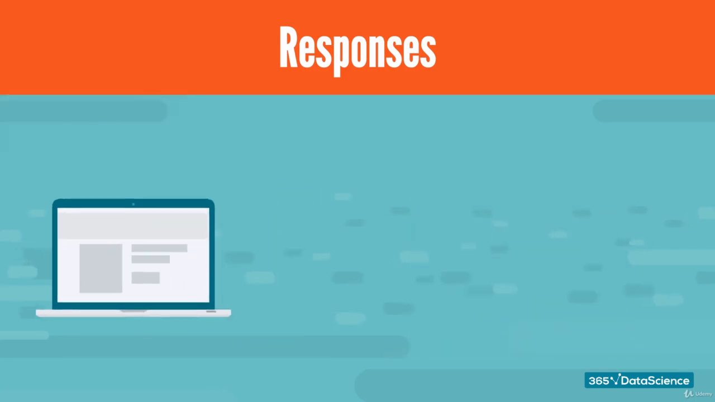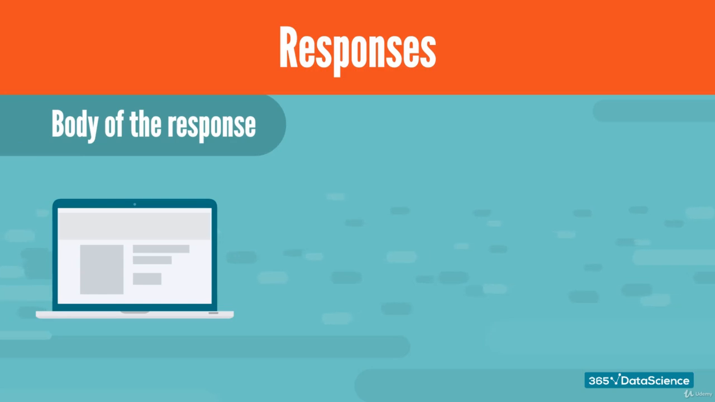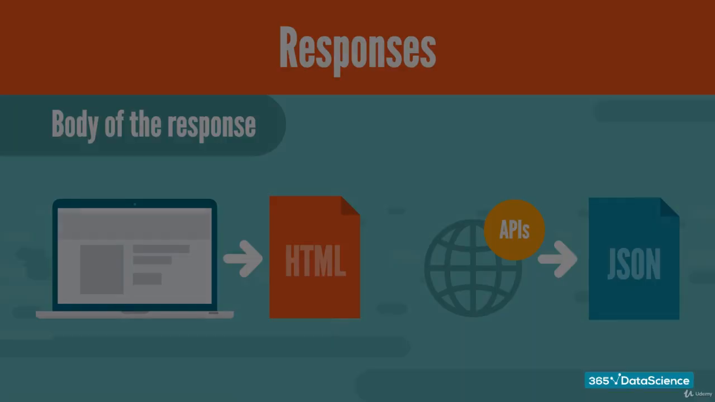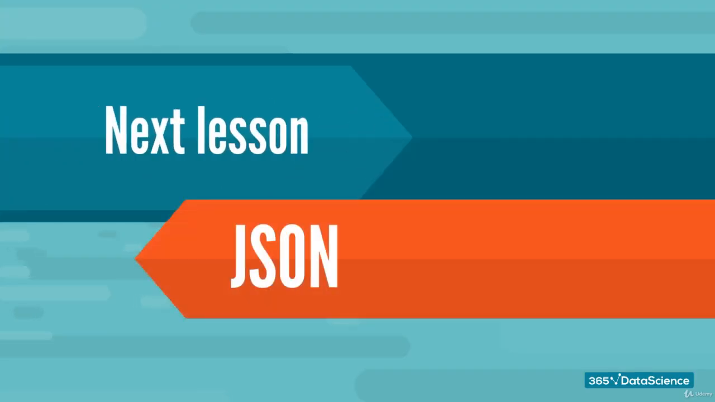Great! If everything is okay with the request and you get a 200 response, you will be ready to extract the data sent with the response. In the case of a web page, that data would be an HTML file. However, for web APIs, by far the most common format to transmit data is JSON. Join us in the next lecture to learn a bit about this format.